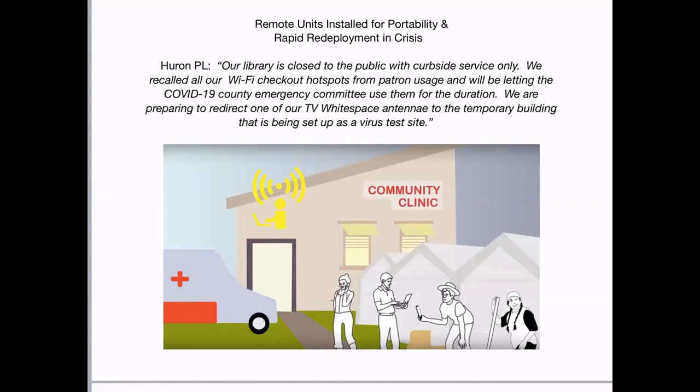So that is what we're doing with TV white space, but we're also expanding beyond into other frequencies, 5 gigahertz, things that require line of sight but are less expensive to use.